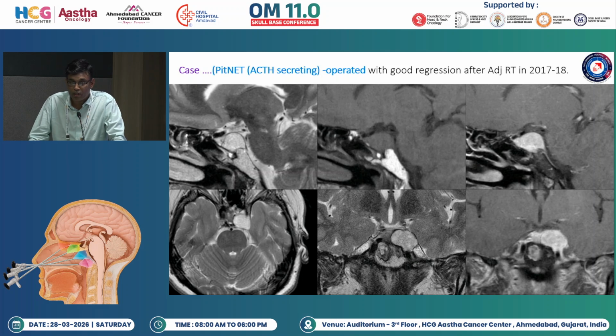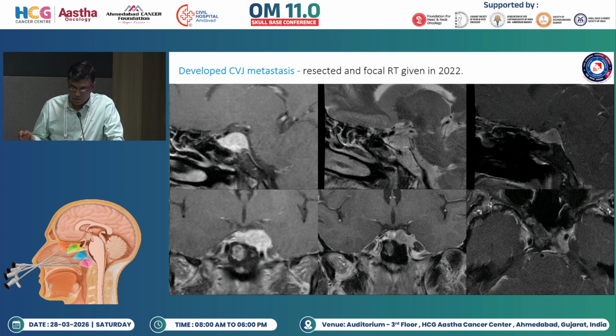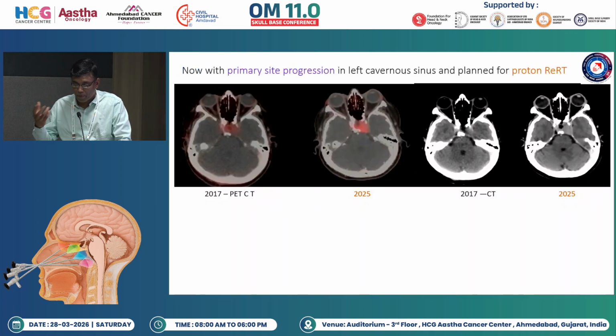So, in this particular case, it was a pituitary neuroendocrine tumor, which is ACTH secreting. It was operated on, and there was good regression because adjuvant RT was also given, as it was invading into the bone and other sites. Post RT, we can see a significant shrinkage in the disease, but a cervical CVJ metastasis developed, which was also resected and again retreated. But at the primary site, there is again significant progression.